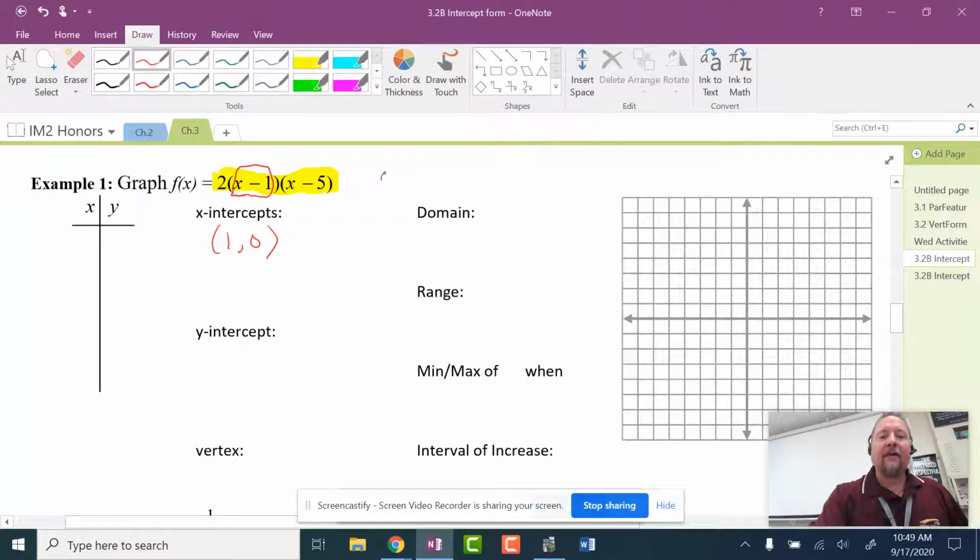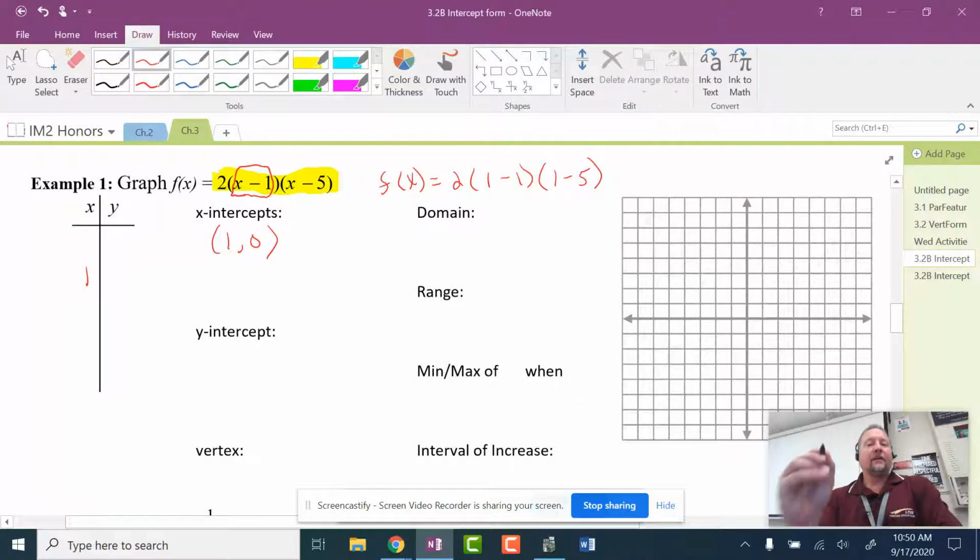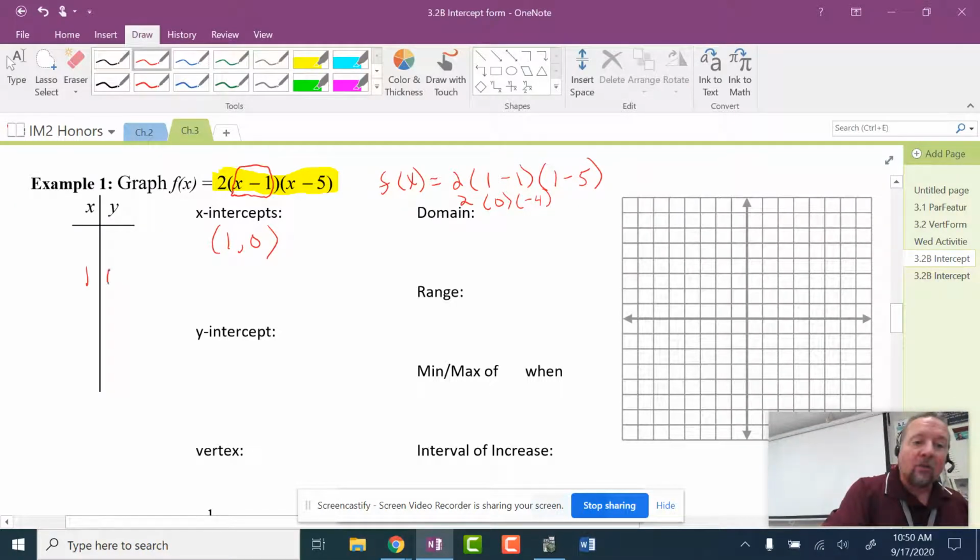So I have f of x, which is the same as y. And then what we inputted was 1 for x. And I am going to over-explain this. And yes, Jad, it was unfair that you had to go first. It's fine. Hopefully now it's solidified in your head, because 1 minus 1 is 0, and then 1 minus 5 is -4. Hey, Jad, what's 2 times 0 times -4? So when I plugged in 1, I got 0, which proves that this is an x-intercept.